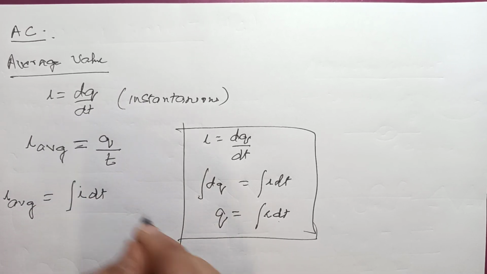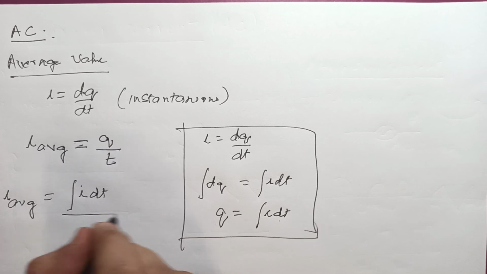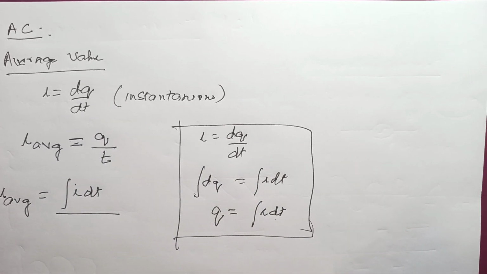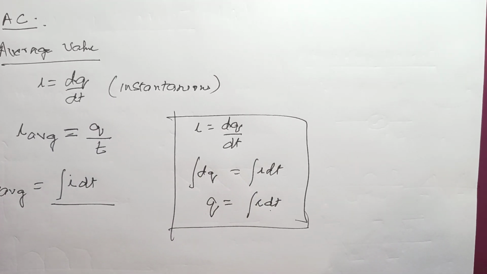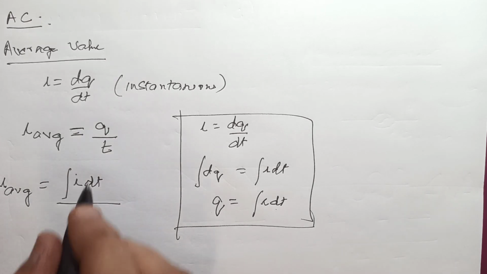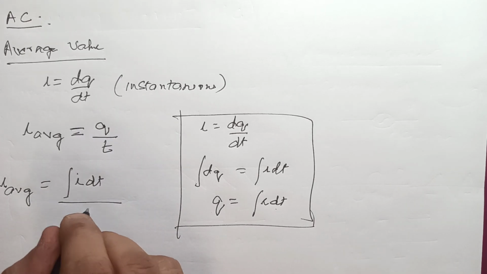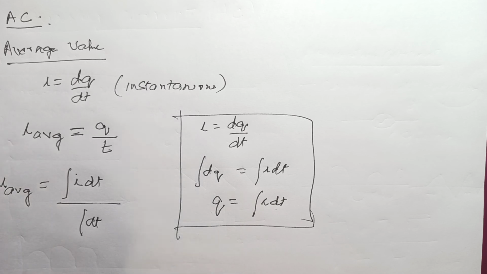I dt from here. Okay, and what is t? What is t? T is nothing but, I can say, integration of dt, because they are small fragments of time. If we club all the things together, it is nothing but integration of I dt over integration of dt. So this is one of the things which we'll be using very frequently.